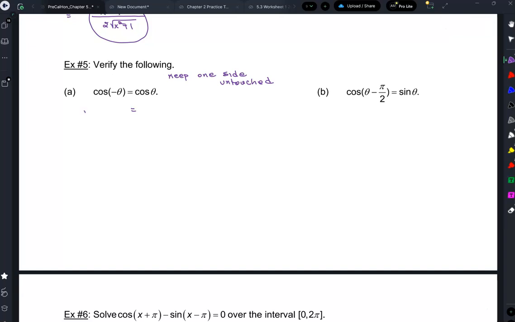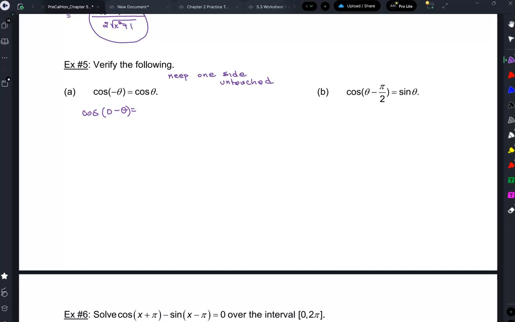Okay, so this is cosine of negative theta. You think to yourself, what's a way to write negative theta? Well, one way to write negative theta is 0 minus theta. And how would you know to do that? You wouldn't. Now I've told you, and now you know forever. That's kind of how learning math works, right?